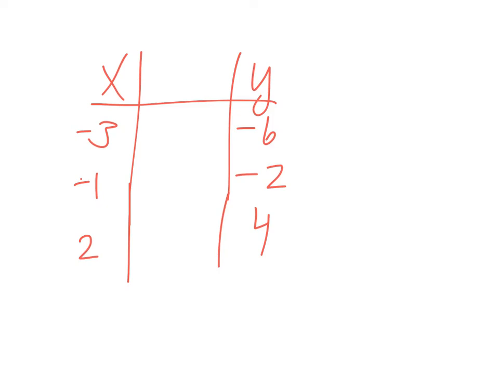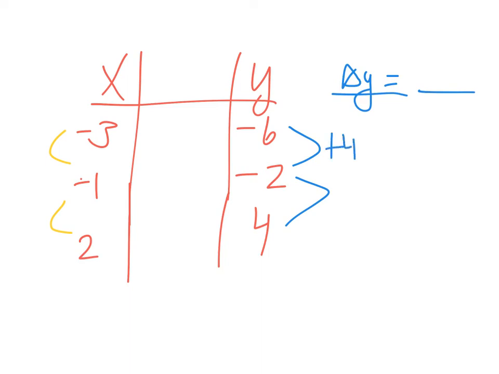Step 1 is to find the slope. To find the slope, we want to do delta y over delta x, so change in y over change in x. My change in y is equal to, well, negative 6 to negative 2 is an add of 4. Negative 2 to positive 4 is going to be a plus 6. So notice we're different here, with plus 4, plus 6.